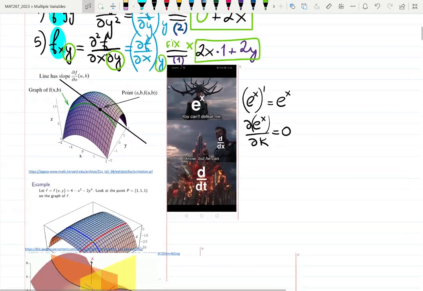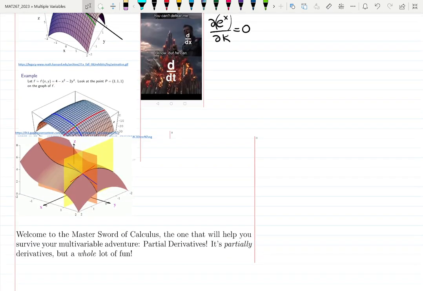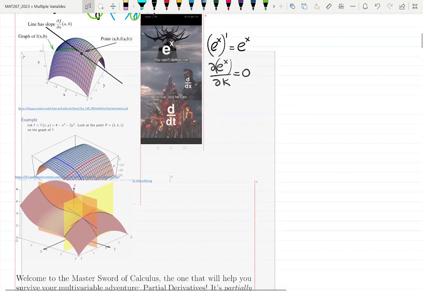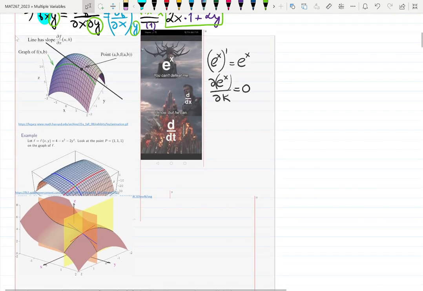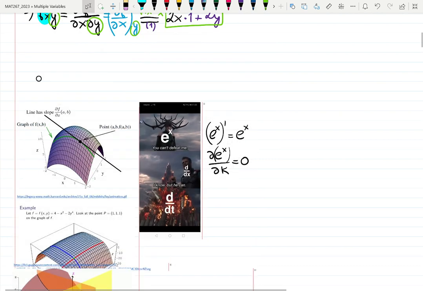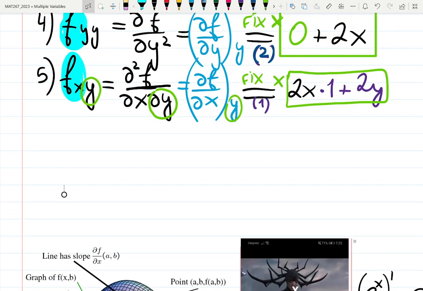Oh, I see. That's why I had so much space. There's a note here. There's one more to do. So I want to stop for a second and ask you, what do you think about this?